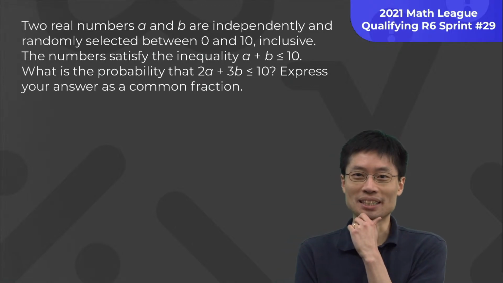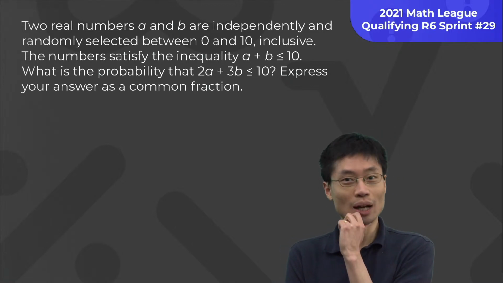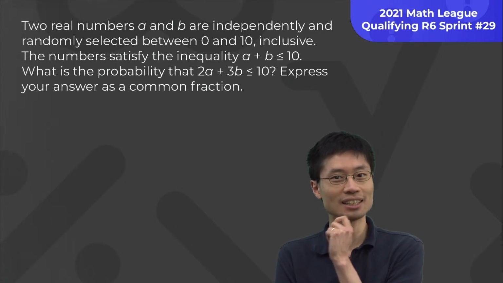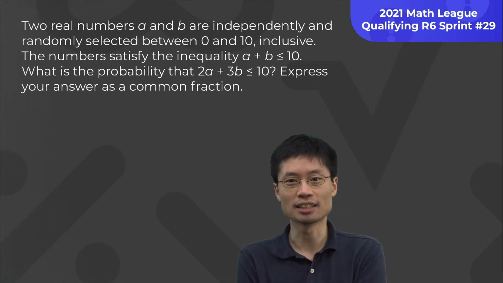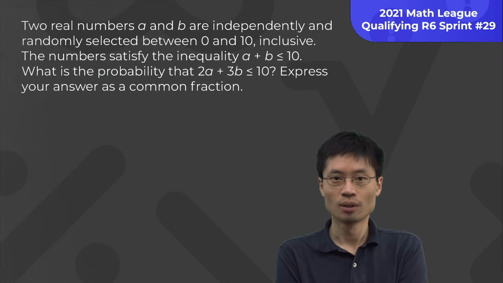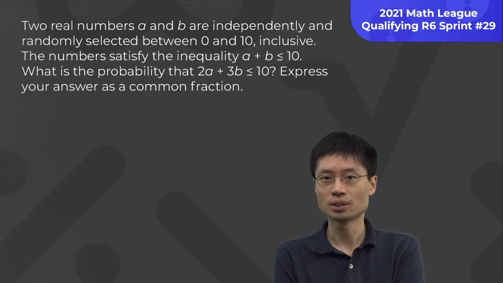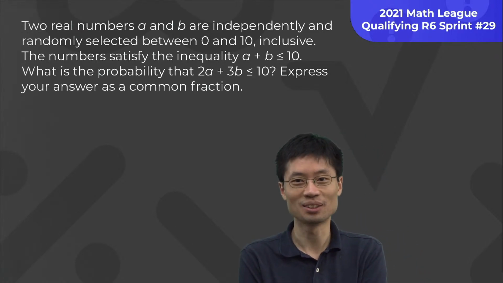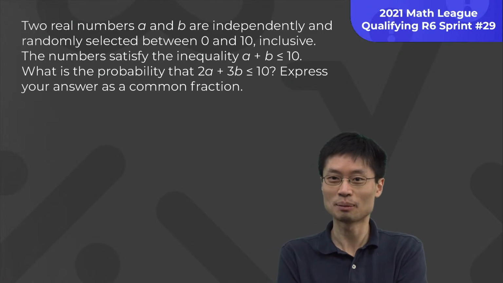Two real numbers, a and b, are independently and randomly selected between 0 and 10 inclusive. The numbers satisfy the inequality a plus b is less than or equal to 10. What is the probability that 2a plus 3b is less than or equal to 10? Express your answer as a common fraction.